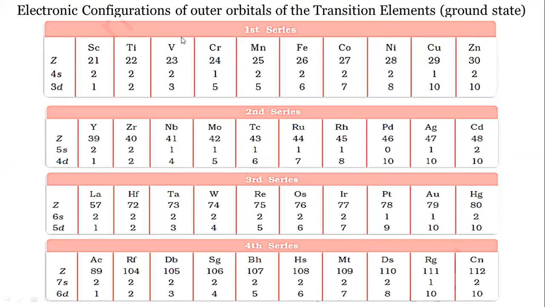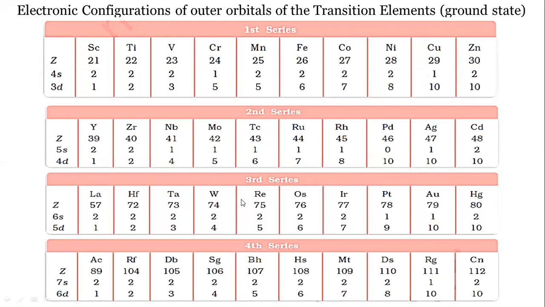But in the 3d series, we cannot see zero electrons in the 4s. There is no zero electron, but only in the case of chromium and copper we can see one electron. That's why the general electronic configuration is 1 to 2, because only one or two electrons are there in 4s. In the 4d series it is written 0 to 2, because zero electrons are also there.